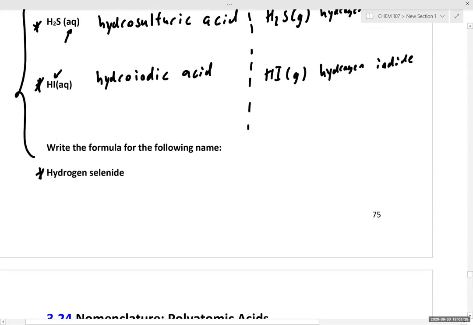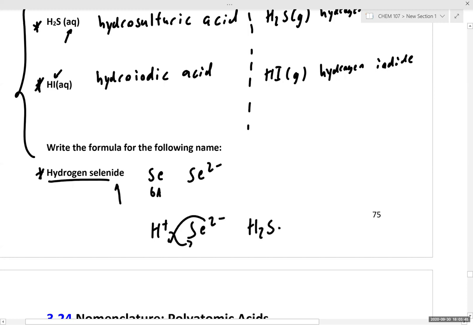Okay, let's look at this next case where we have hydrogen selenide. So selenide is derived from selenium, which is a 6A element, which has a preferred charge of 2-. So we take H plus, selenium 2-, we cross our charges, we get H2Se, and because our ending is IDE and we have a prefix of hydrogen, this is the gas phase compound. Does that make sense to everyone?